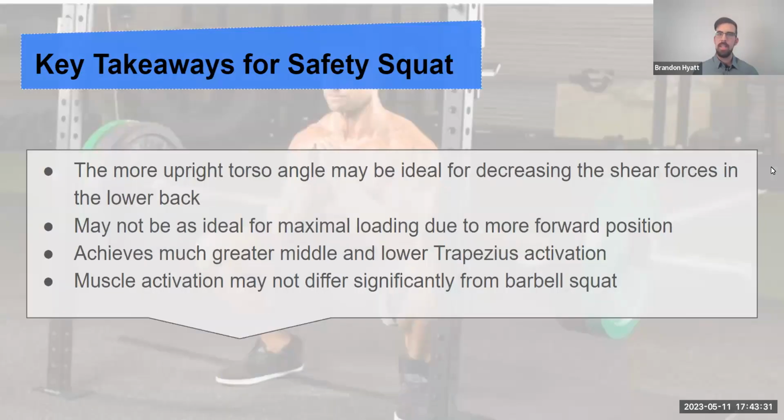All right, so in sum, key takeaways: the more upright torso angle might be ideal for decreasing forces in the low back, and it may not be as ideal for maximal loading due to the more forward position of the load. And it achieves greater middle and lower trap activation. So if you have a client who is struggling to create tension in their body, the safety bar might be a good option to show them how to create more tension in their torso. Lastly, muscle activation may not differ significantly from the barbell squat.